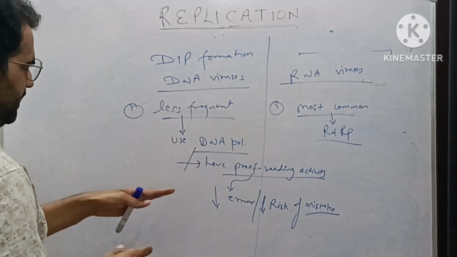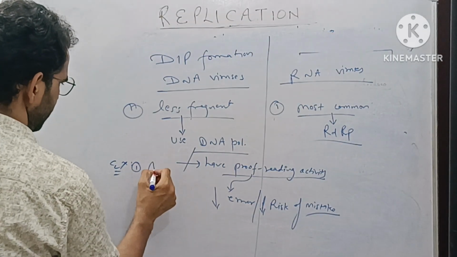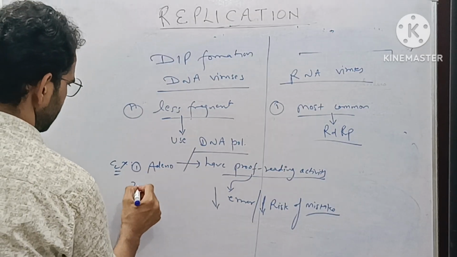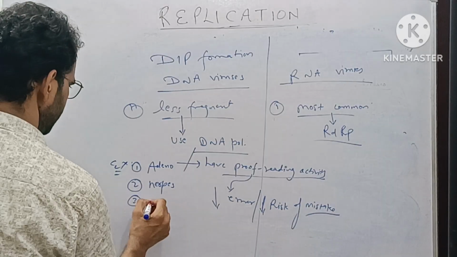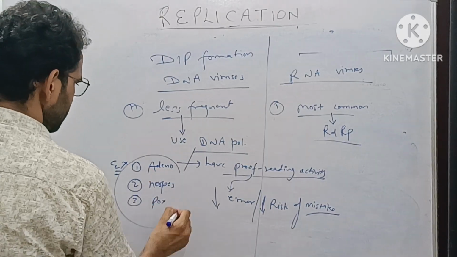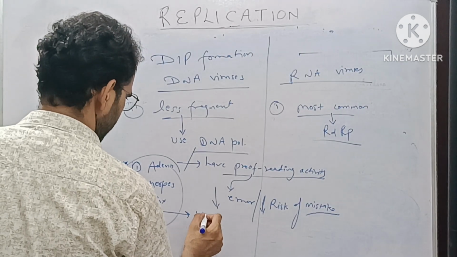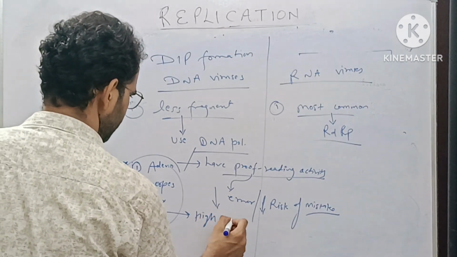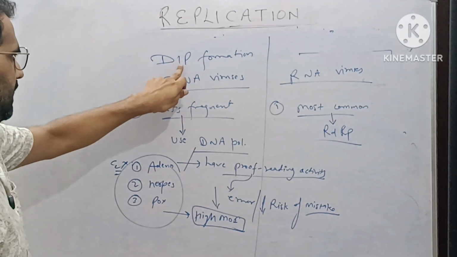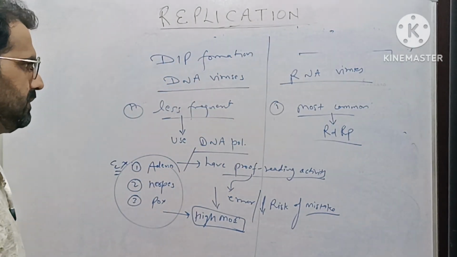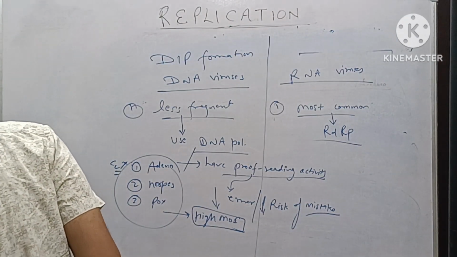Which DNA viruses show it? There are three examples. Number one, adenovirus. Number two, herpes. Number three, pox. So these three viruses, under certain conditions like high dose or high multiplicity of infection, may show DIP formation. And in the case of RNA viruses, it is most common.